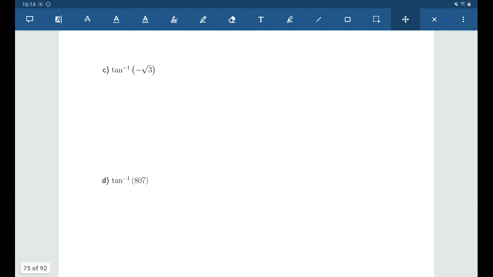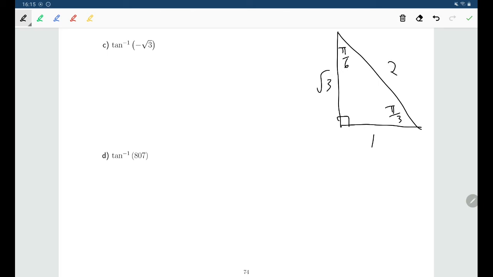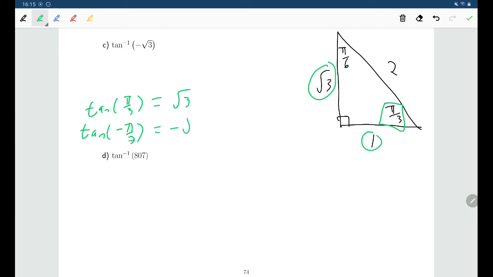Tangent inverse of -√3. If we're not remembering it right off the top of our head, √3, remember, that showed up in our 30, 60, 90 triangle. And if you're thinking about tangent as being opposite over adjacent, you know that for tangent of pi/3, that should be √3/1. So we know tangent of pi/3 is positive √3, so tangent of -pi/3 is -√3.